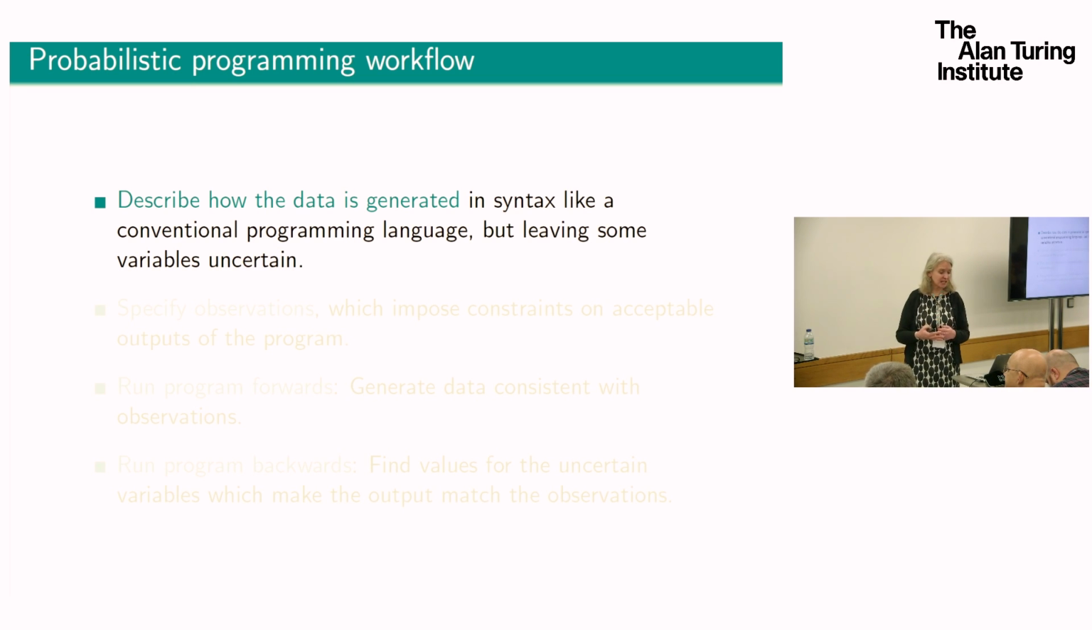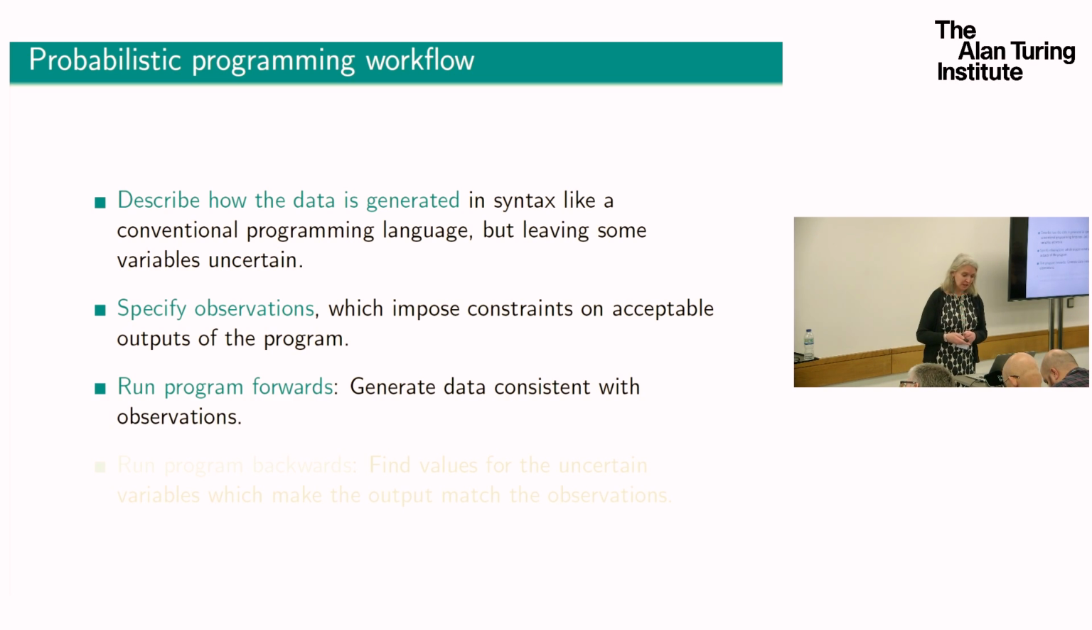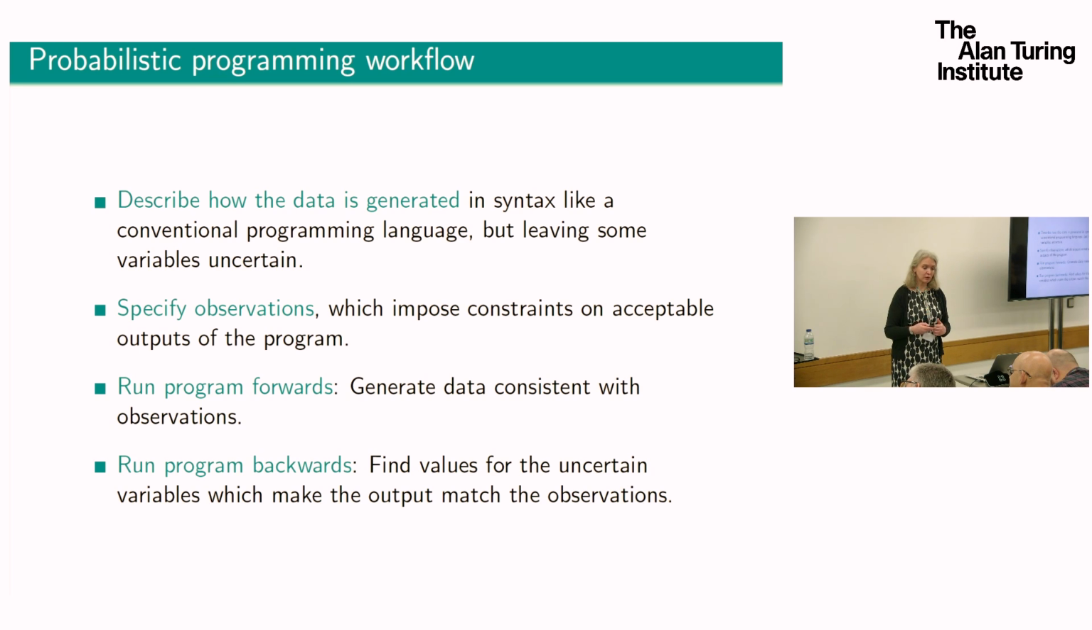And the syntax is very much like a conventional programming language, but with some variables left uncertain and specified as random variables. We specify some observations which will impose constraints on what are acceptable outputs from the program. And then we can run it forwards and generate data that's consistent with the observations, or we can run it backwards to find values for the uncertain variables that are consistent with the observations.